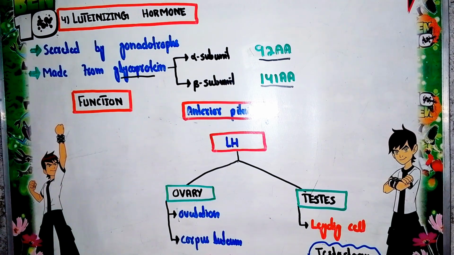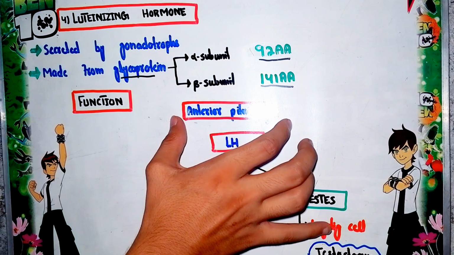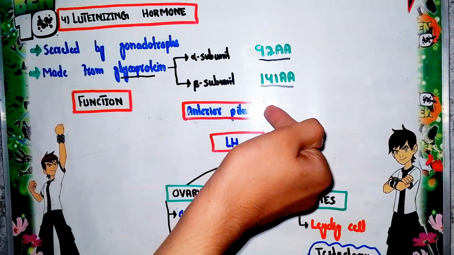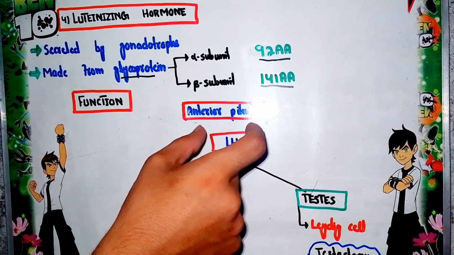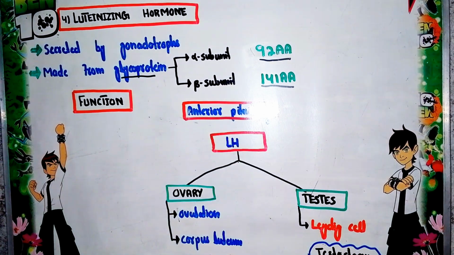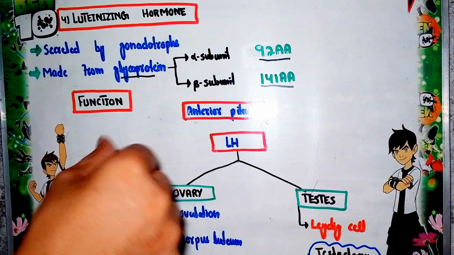Now here you can see this is the anterior pituitary. This anterior pituitary contains the gonadotroph cells. These gonadotroph cells secrete the luteinizing hormone. Now when this hormone is secreted from the gonadotroph cells of the anterior pituitary, it will act on the ovary in the case of females.